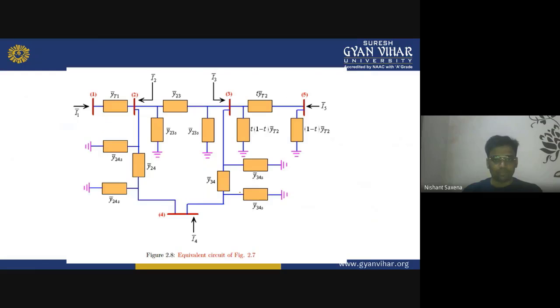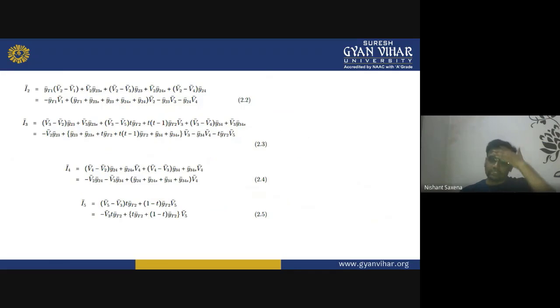Look at this. For this section of the power system, the current I1 is injected at bus number 1, I2 is injected at bus number 2, I3 is injected at bus number 3, I5 is injected at bus number 5, and I4 is injected over here. Now similarly, I can write the equations for the currents I2, I3, I4 and I5 as we have written for the current I1. Is this clear?